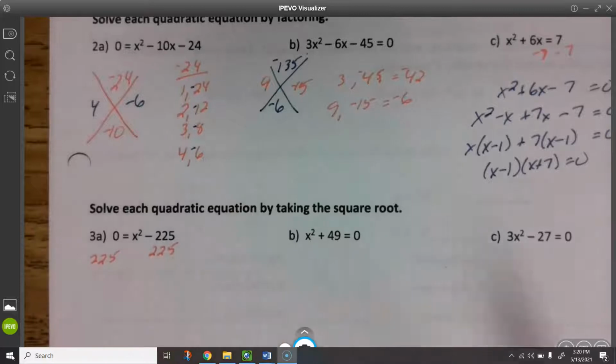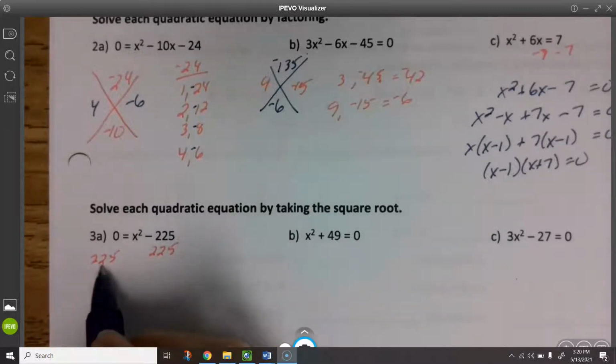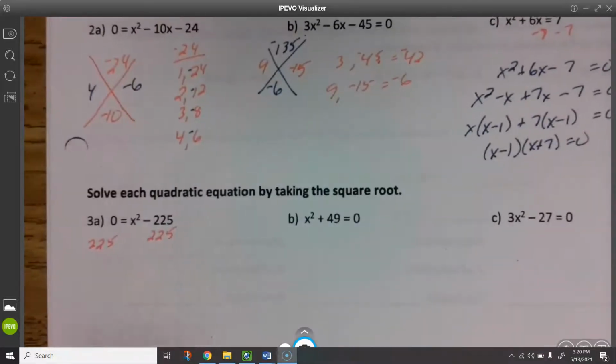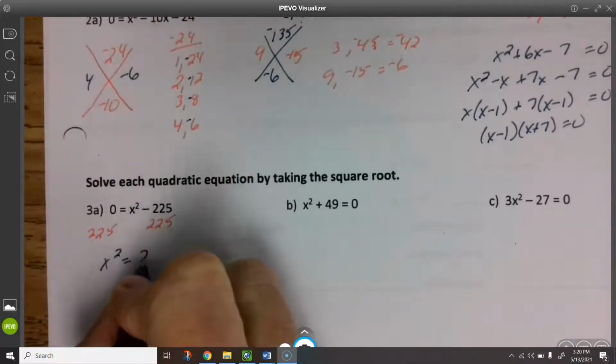So I get x squared equals 225, or 225 is equal to x squared. I like my variable on the left-hand side, so I'm going to move it there. x squared is equal to 225.